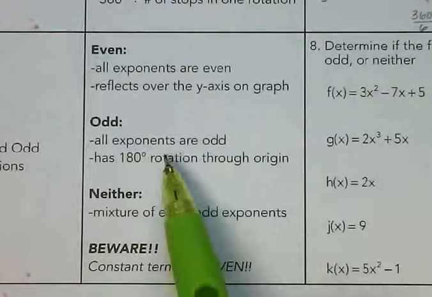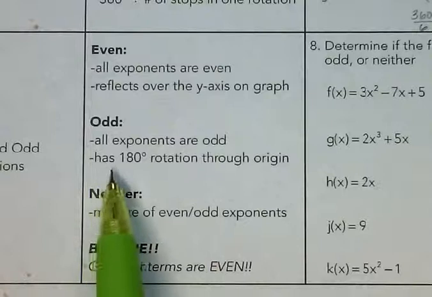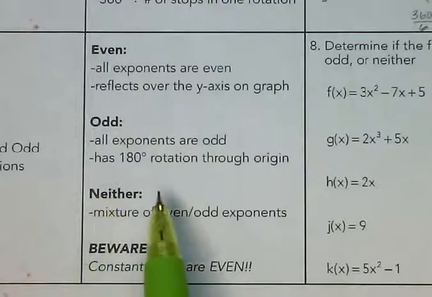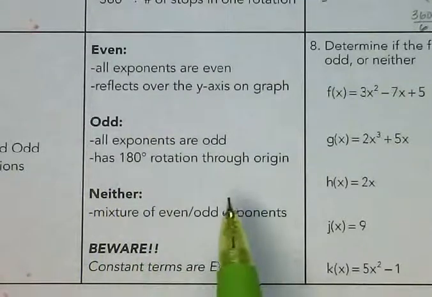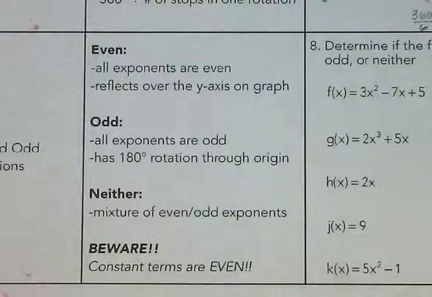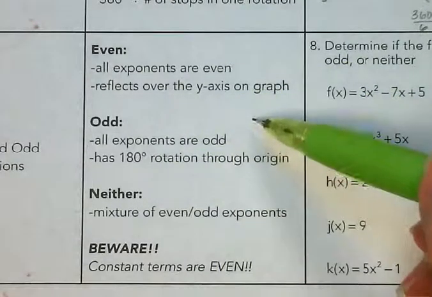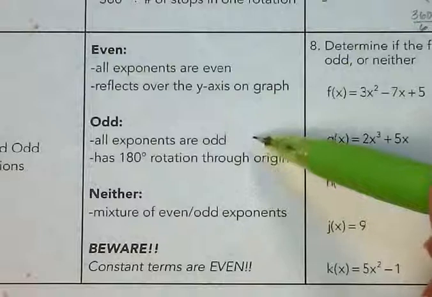So again, just the exponents, if the exponents are odd numbers. And then it's also odd on a graph if you could rotate 180 degrees, but it has to go through the origin. So that's kind of an important part of it, making sure that it has a 180 degree rotation. And then if it's a mixture of even and odd exponents, it's neither. If it did any other reflection or rotation other than these two, it would be neither.